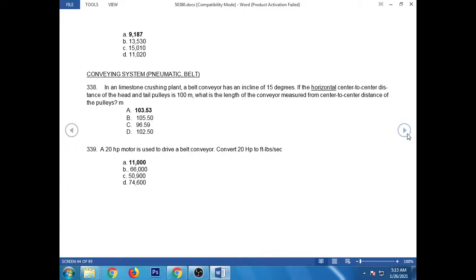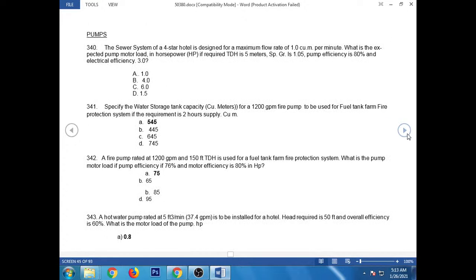A 20 HP motor is used to drive a belt conveyor. Convert 20 HP to foot-pounds per second. Answer: 11,000. Pumps.